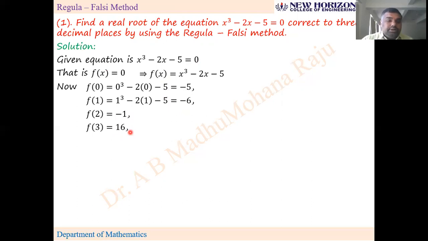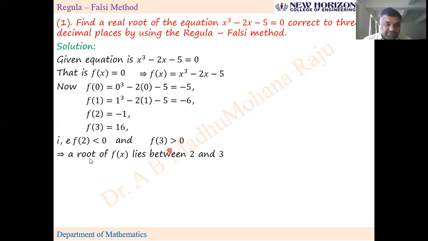Now see, at 2 the function value is negative, at 3 the function value is positive. And you know that the polynomial is a continuous function. When you draw the graph from 2 to 3, it will touch the x-axis in between 2 and 3. Means the root of f of x equal to 0 lies in between 2 and 3 only. Means f of 2 less than 0 and f of 3 greater than 0. So a root of f of x lies between 2 and 3.